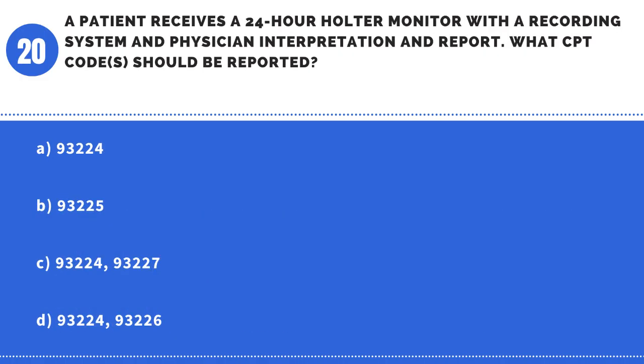Question 20. A patient receives a 24-hour Holter monitor with a recording system and physician interpretation and report. What CPT codes should be reported? A. 93224. B. 93225. C. 93224, 93227. D. 93224, 93226.